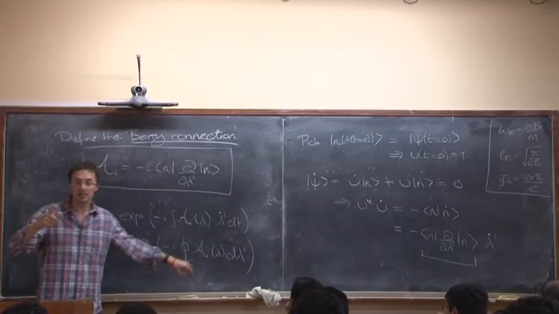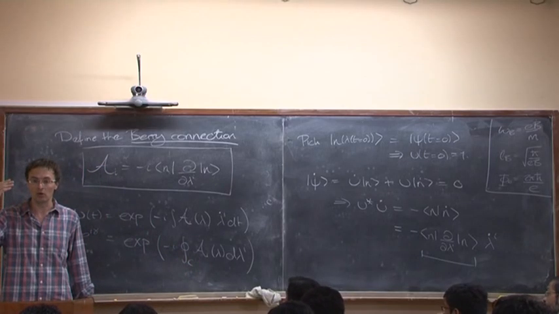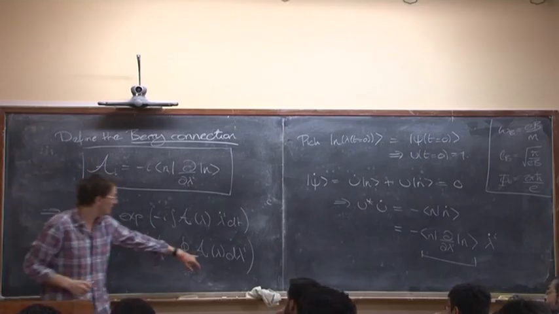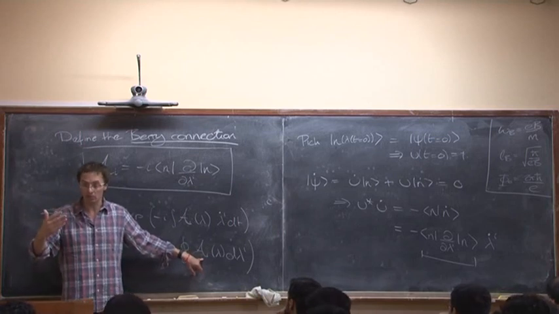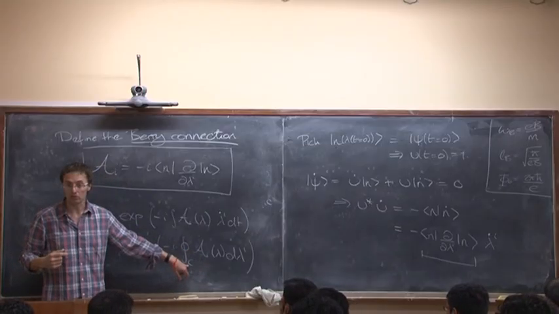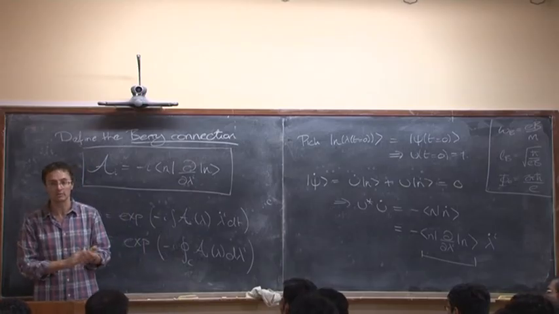This expression is saying that we can see the difference between the two phases. The dynamical phase obviously depends on how long you take to go around. This phase doesn't care how long you took, as long as the adiabatic theorem was valid. But it does depend on the path that you took. So it only depends on the path, not the time. That's really the way to distinguish these two.